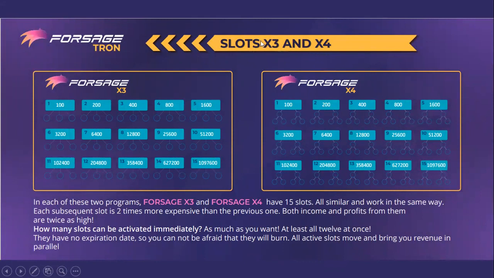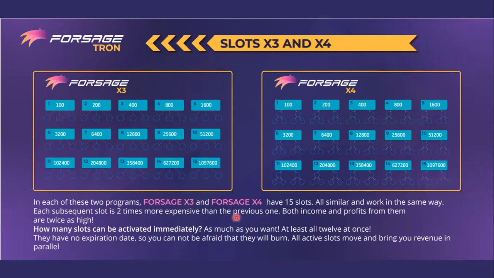For Forsage Tron, slots X3 and X4, right? The X3 program has 15 slots, the same with X4. Level 1 or slot 1 costs 100 tronics. Slot 2 costs double the slot 1, which is 200 tronics. Okay, and then slot 3, which is 400 tronics, double the cost of slot 2, so and so forth, right? So it always doubles from 100, 200, then 400, double that, 800. And the 15th slot, the last slot, that costs 1,097,600.